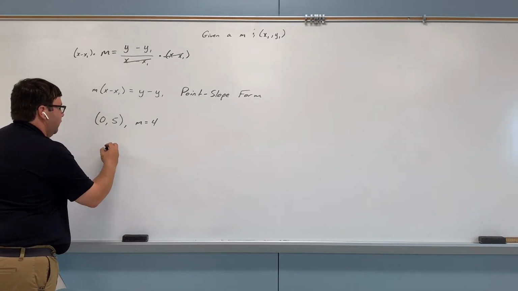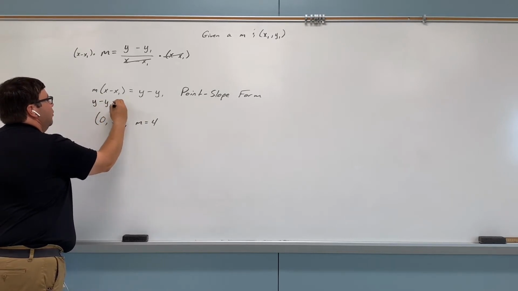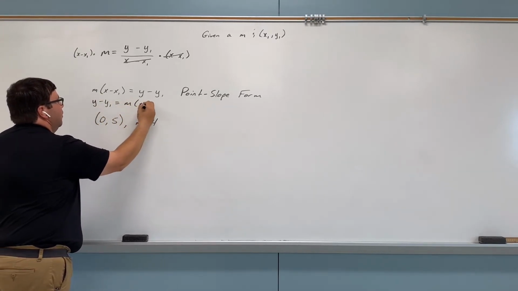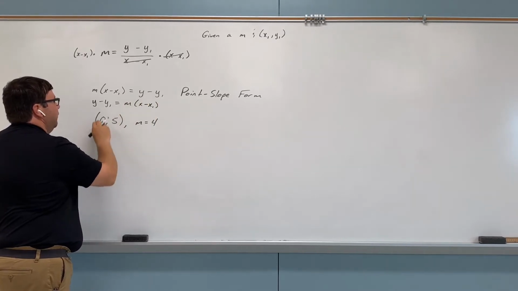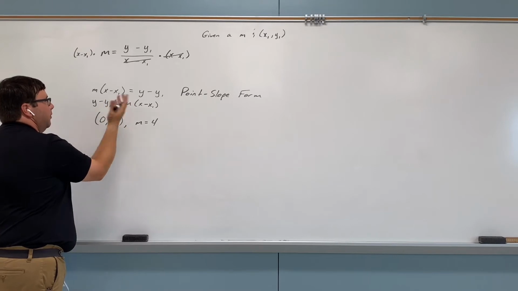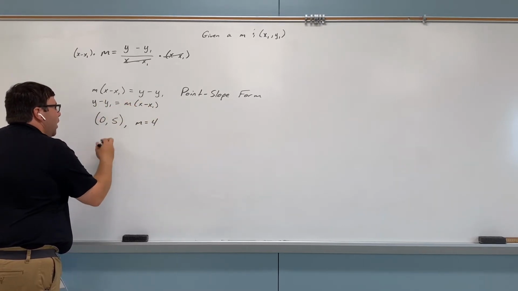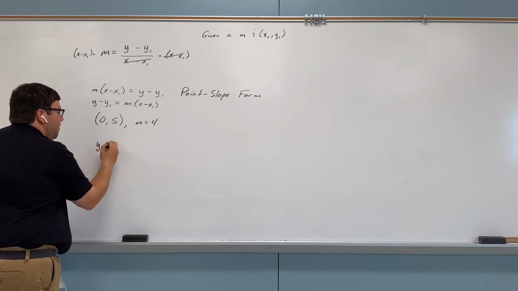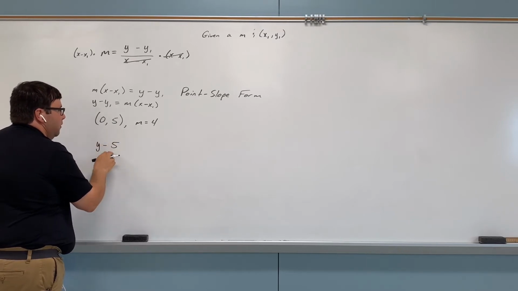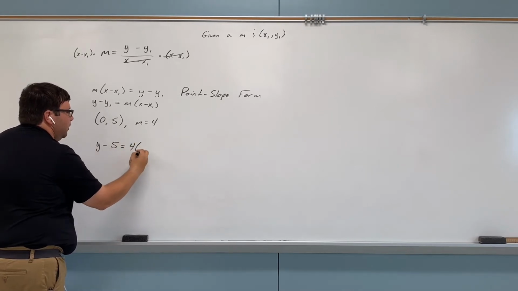So we have a slope of 4. I'm going to rewrite this just so that we are consistent throughout the lecture notes. This is the same exact thing. I just flipped around my y's and my mx terms. Okay, that being said, I have y minus 5 for my y value is equal to m, which is 4, times x minus 0.